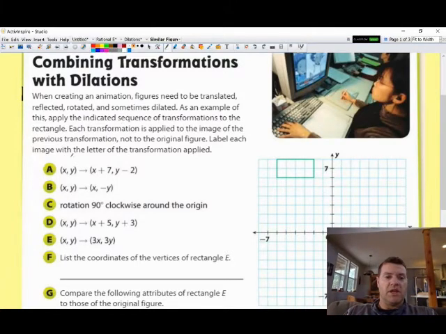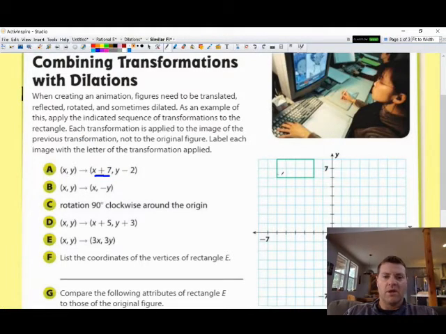Label each image with the letter of the transformation applied. So this first one is going to be A, then the next one's going to be B, and we're going to keep going from the previous one. What this says is we're going to add 7 to x, and then we're going to take away 2 from y.